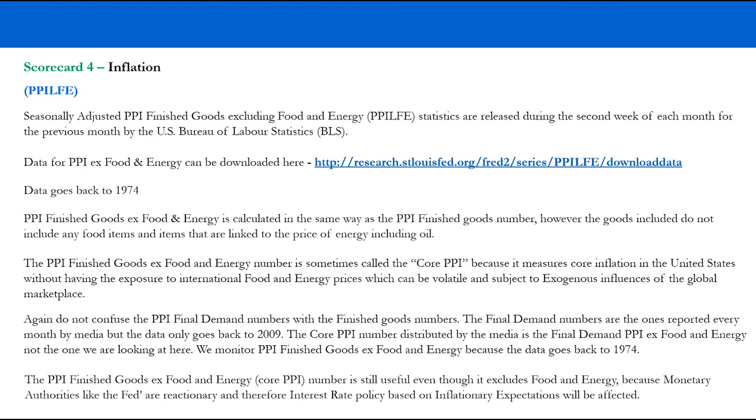The data goes back to 1974, so not quite as far back as the stats including food and energy, but it's still a pretty significant data set. And it's calculated in exactly the same way as the PPI finished goods number including food and energy. However, the goods included in the set do not include any food items and items that are linked to the price of energy, including oil. And the PPI finished goods number, ex food and energy, is sometimes called the core PPI because it measures core inflation in the United States, without having any exposure to international food and energy prices, which can obviously, as we've already seen, be volatile and subject to exogenous influences in the global marketplace.